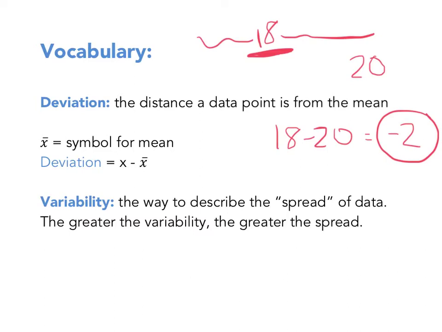Variability is what we use to describe the spread of data. The spread of data is how far it's spread out. The range, maybe you can look at that. And the greater the variability, the greater the spread of data. So the greater your deviations are from the mean, the greater your spread of data is.